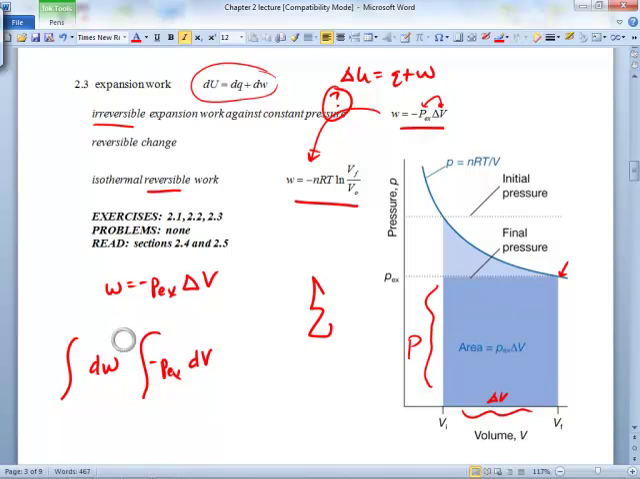Okay. We want to get a number. We got a number for W is minus P external delta V. You get a number for the joules. You get a number for the area. That means we have to have limits. So dW, I don't know, W1 to W2 or work initial to work final. I don't know. It doesn't really make much sense, but right?